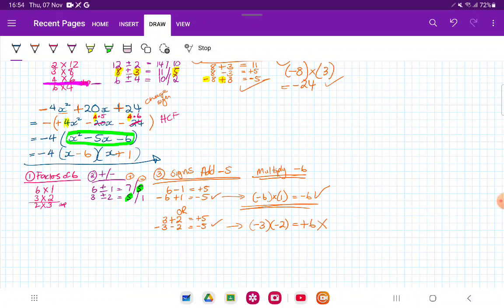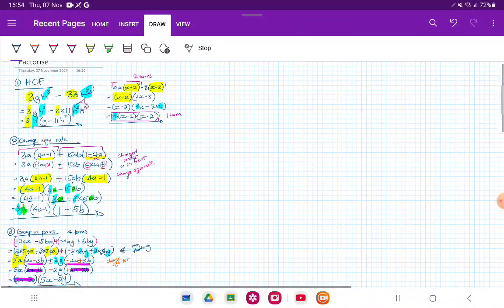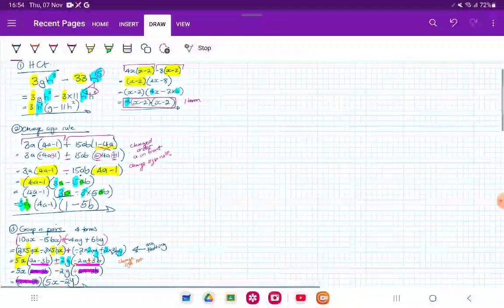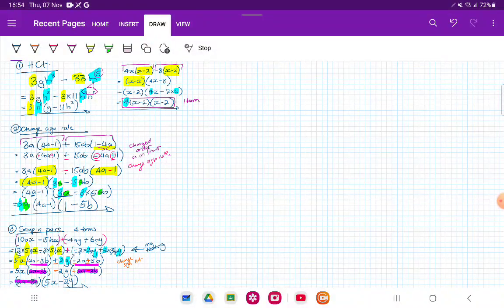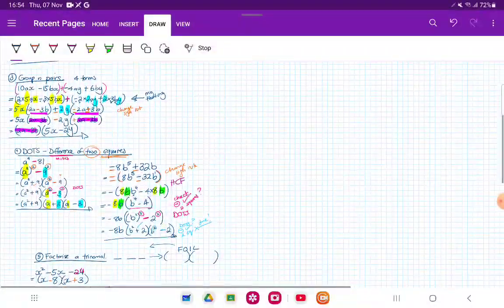Okay, so this is how you do factorization, the different rules of factorization. Remember, in your exam, it's not going to be straightforward necessarily. It will be a mixture, so you need to know how to do it. Always go from the top. First do the highest common factor, and then the change sign rule. Or you can do the change sign rule and then the highest common factor, depending on the question.